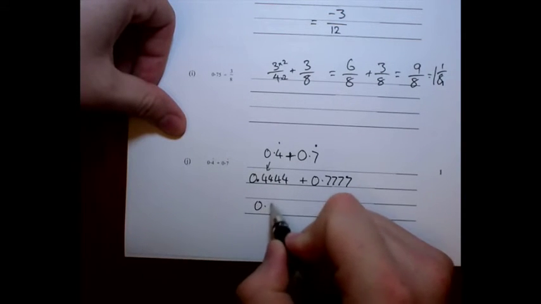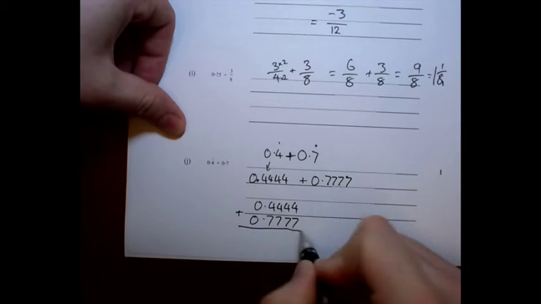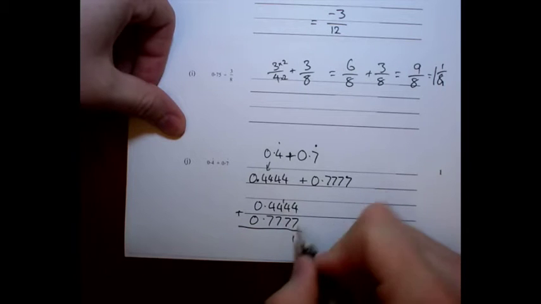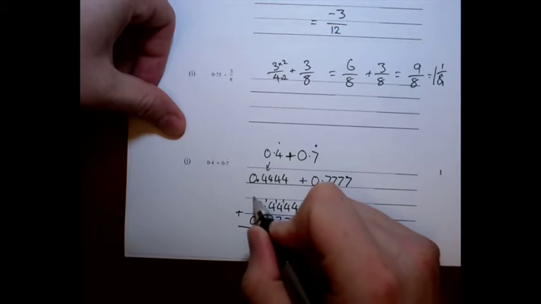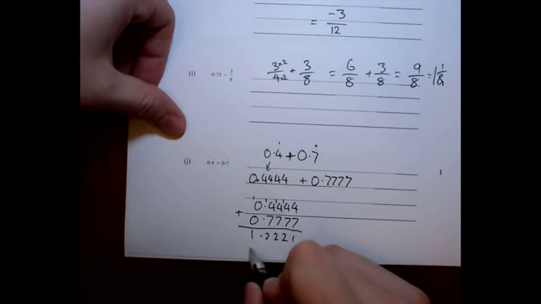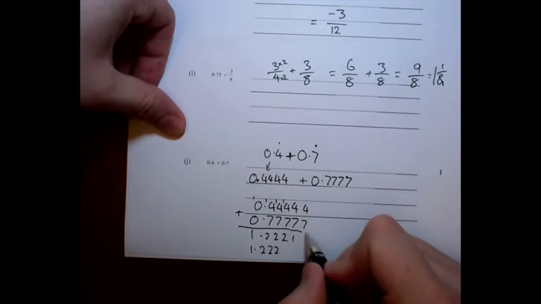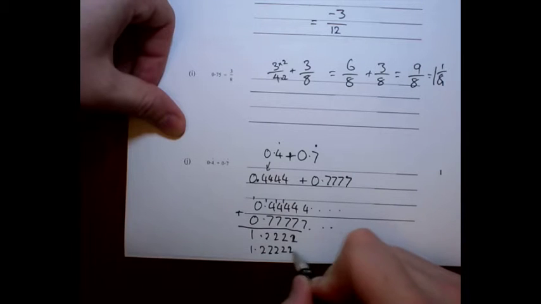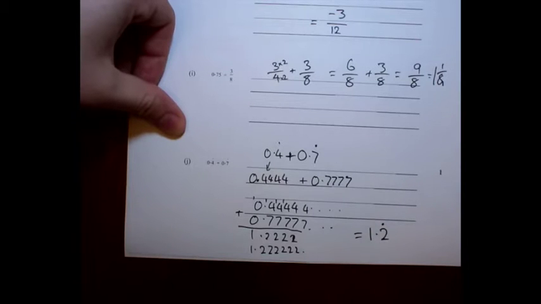So if we added these up, again, 4 plus 7 is 11, carry the 1. 4 plus 7 plus 1 is 12, carry the 1. And so we have our answer here is actually 1.222. And imagine if we had another 7 here and another 4 there, this wouldn't be a 1, it would be a 2. So imagine if we continue on the 4s and continue on the 7s, we're just going to have a bunch of 2s. So our answer is 1.2 repeating. That's the end of section 1.